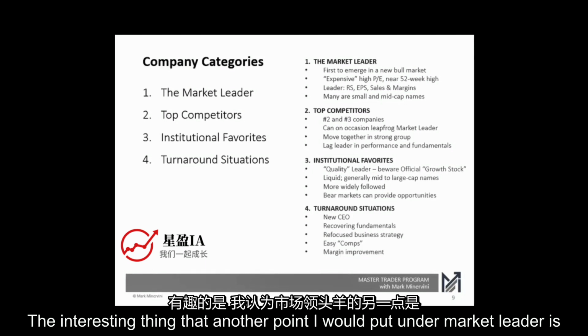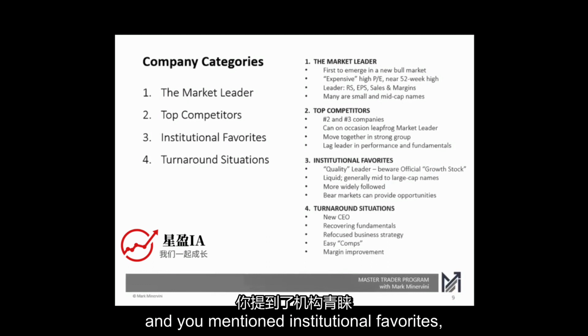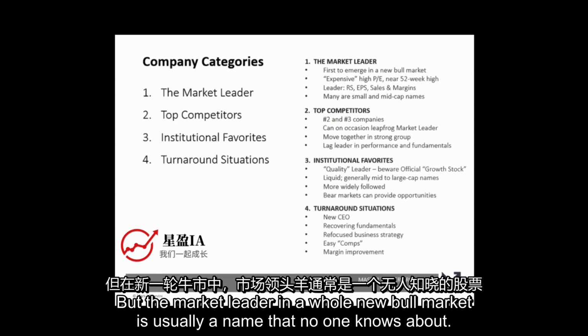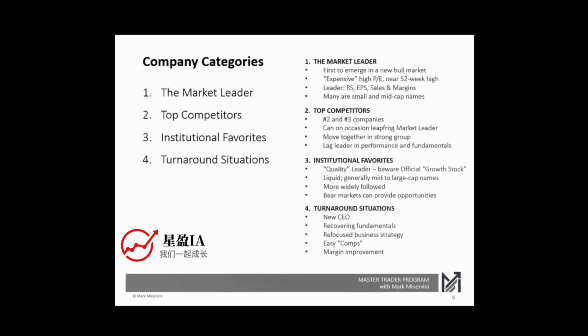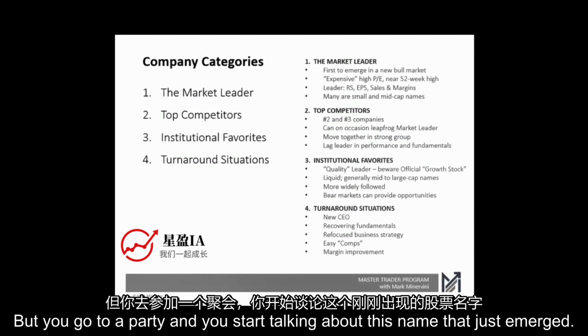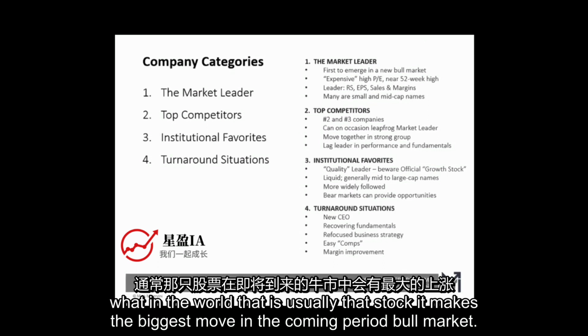And the interesting point I would put under market leader is most people don't know the name of this. You mentioned institutional favorites. Everybody knows institutional names, but the market leader in a whole new bull market is usually a name that no one knows about. And it has big earnings and it's just starting to break out. But you go to a party and you start talking about this name that just emerged, and most people are going to go, what in the world is that? That is usually the stock that makes the biggest move in the coming bull market.